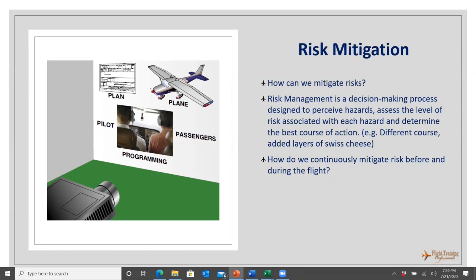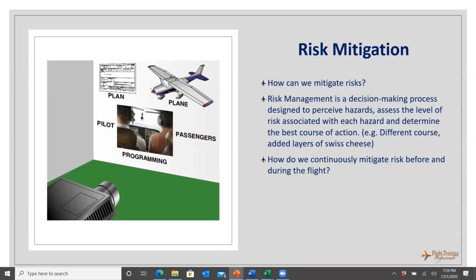So we want to look at risk mitigation. How do we mitigate those risks? Risk management is that decision-making process designed to perceive those hazards, assess the level of risk associated with each hazard, and determine the best course of action. That doesn't mean that we can't go flying, but it might mean that we need to alter our course. Maybe we need to not go GPS direct, but change our course in order to get around a big thunderstorm. It might mean that we need to add in layers of Swiss cheese.